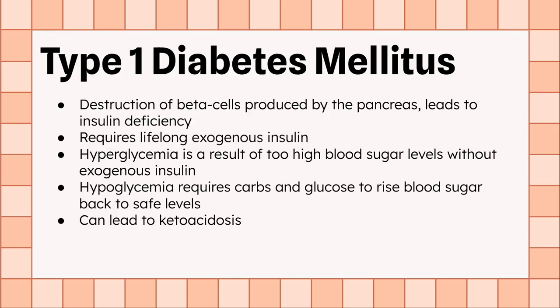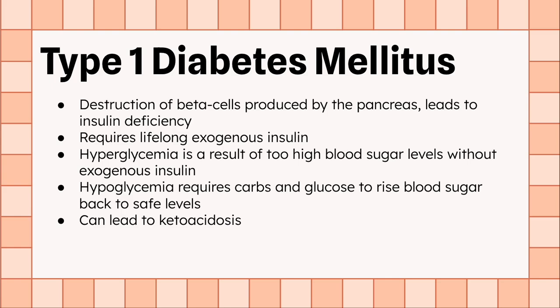Hyperglycemia levels, fasting, are normally 130 plus, and non-fasting, over 180. Hypoglycemia requires carbs and glucose to raise the blood sugar from low levels, which is normally under 70.